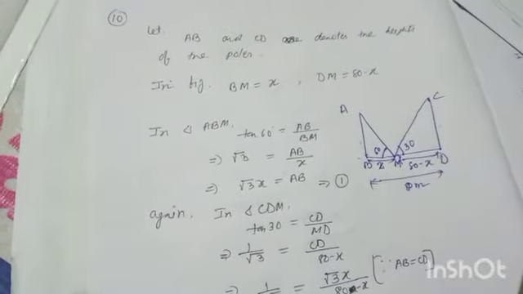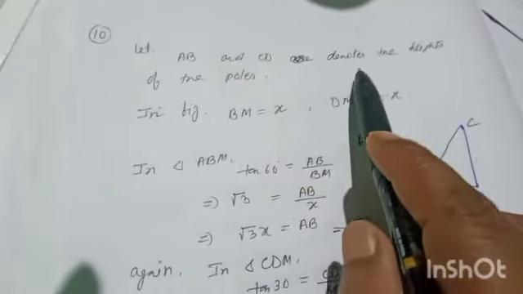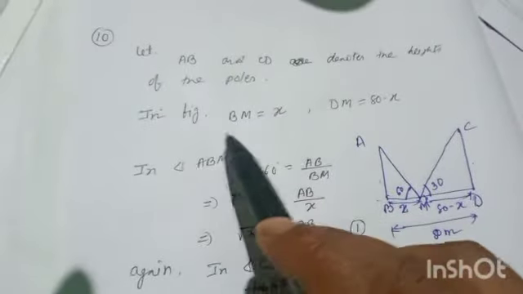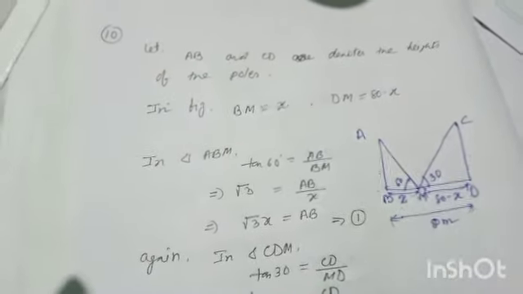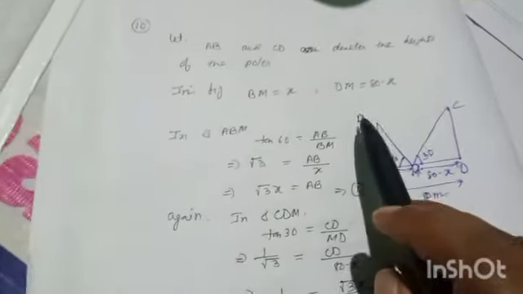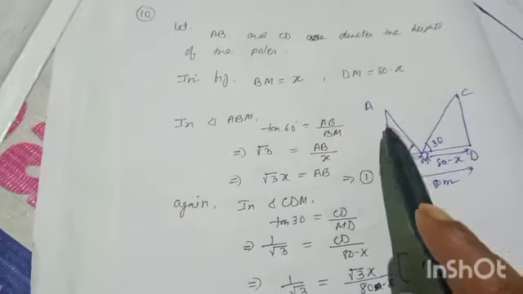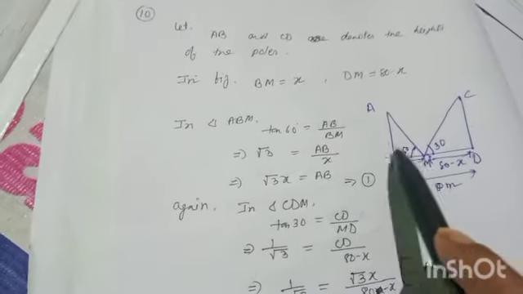I hope all of you understood the diagram. AB and CD are the two poles. M is the point of elevation. Now explanation. AB and CD denote the height of the poles. In the figure, you can see BM equal to X, and DM equal to 80 minus X. Now, if you use this triangle first, ABM.